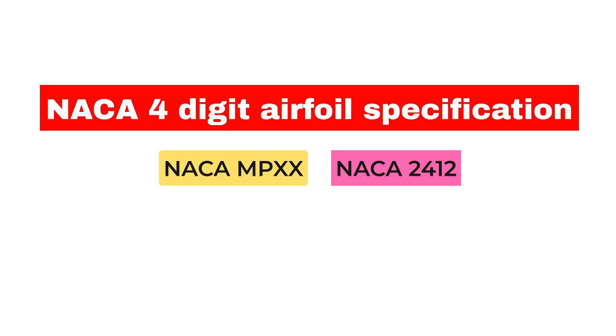This NACA airfoil series is controlled by 4 digits. We will take NACA 2412 as an example. M is the maximum camber divided by 100. In the example M equals 2, so the camber is 0.02 or 2% of the chord.